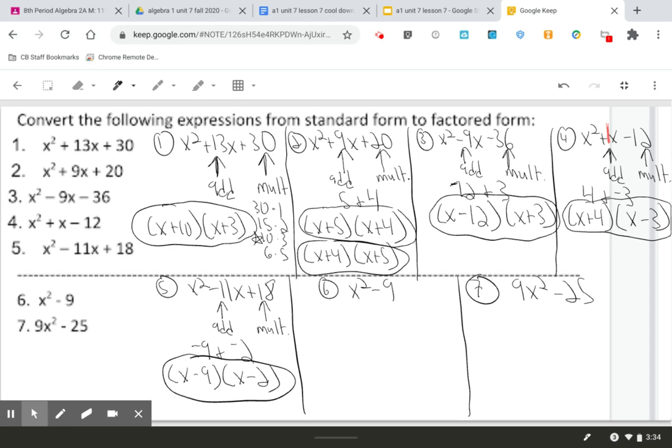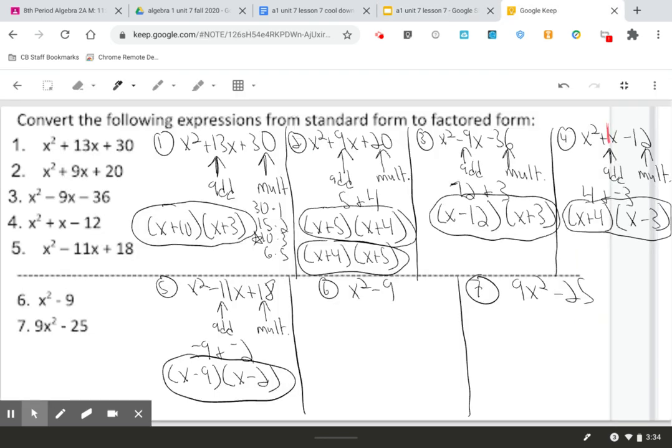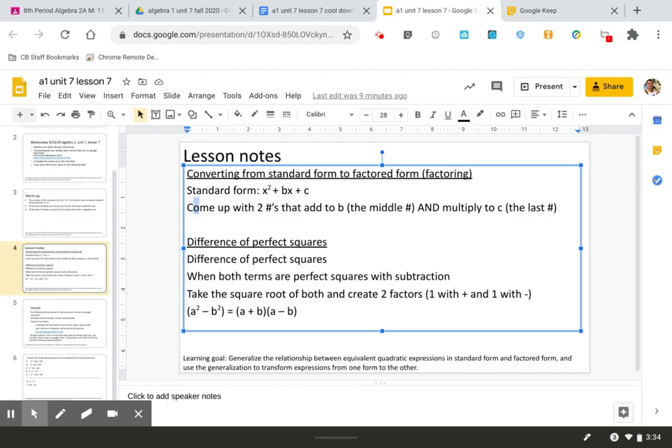Okay. So those first 5 examples here all have to do with this part. Okay. Converting from standard form to factored form. The last 2 examples have to do with this second section here, what we call the difference of perfect squares.